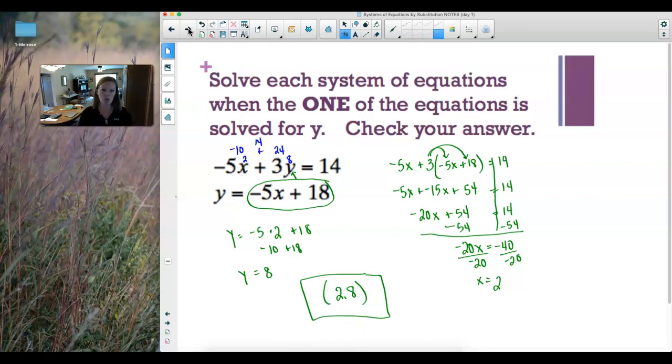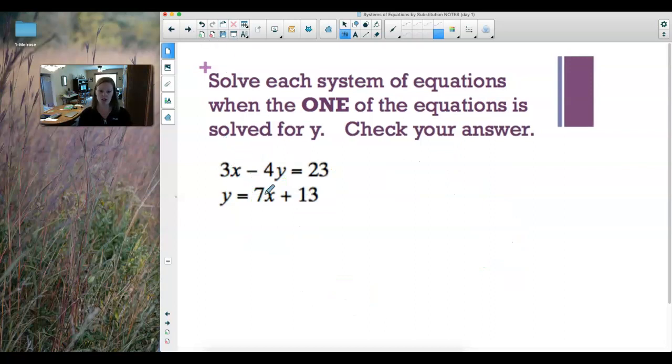Okay, let me just go through one more just to make sure we've got it. Okay, the second equation is again solved for y. So we're going to take that and we're going to substitute it in for y. So I rewrite everything. You guys, it's super important that you're rewriting this. 3x minus 4, and then in parentheses, the whole part of the equation there, 7x plus 13 equals 23.